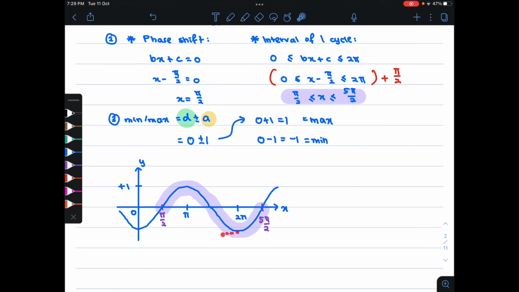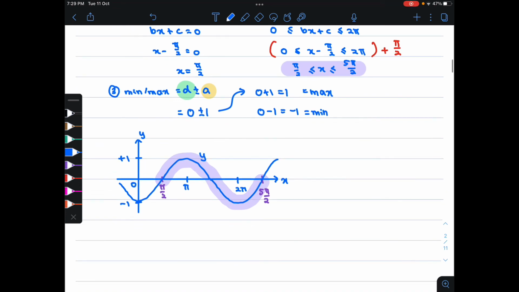So the minimum value of your y is always negative 1. And then don't forget to label your graph, which is y or f(x).